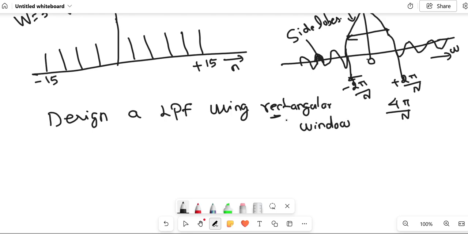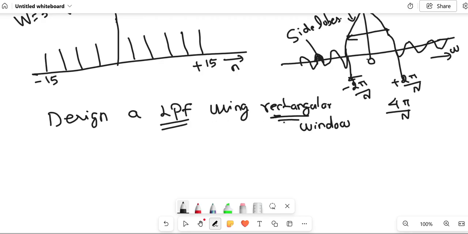So, if you write the window function for the rectangular window, if you draw the frequency response of low pass filter, then 2 marks will be given. Okay. First, what is the frequency response of low pass filter and what is the window function, rectangular window function.